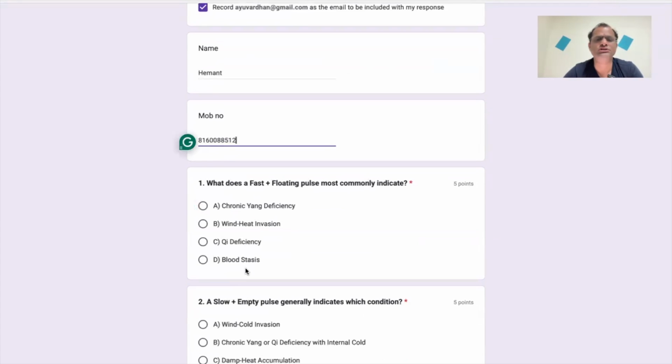What does a fast and floating pulse most commonly indicate? Wind heat is the right answer. Can you explain? Floating means external. Fast means heat. So floating means external, and fast means heat.